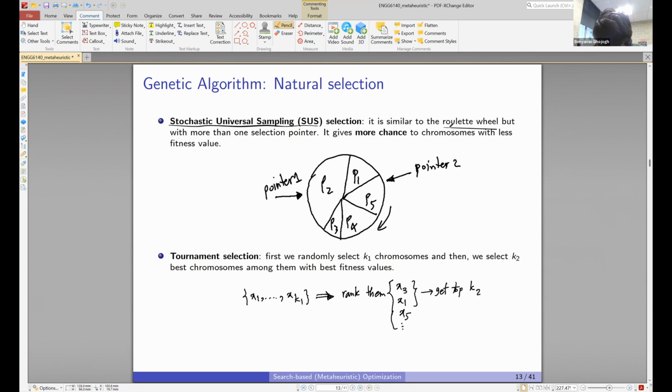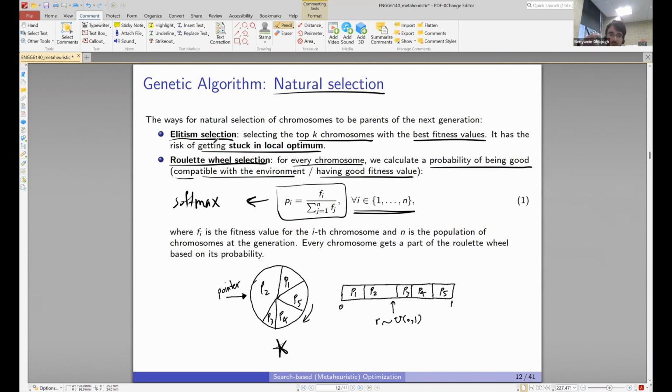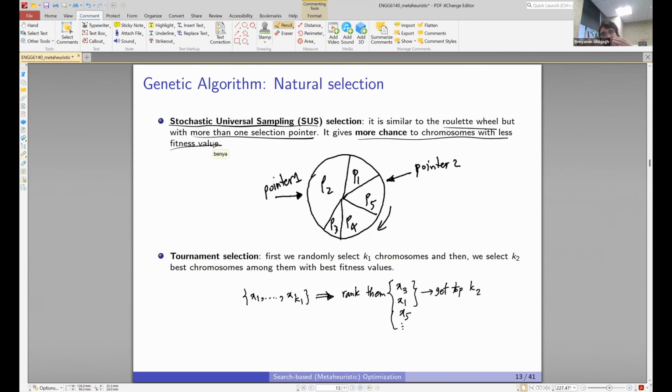So it is similar to roulette wheel, but with more than one selection pointer. So why do we do that? It gives more chance to chromosomes with less fitness value. Because roulette wheel has a problem that it gives higher chance to the ones which have very good fitness. Again, it has some drawback of the risk of getting stuck in the local best. Therefore, we can have multiple pointers so that we give chance to worse candidate solutions also. So we might have 2, 3, or several pointers.